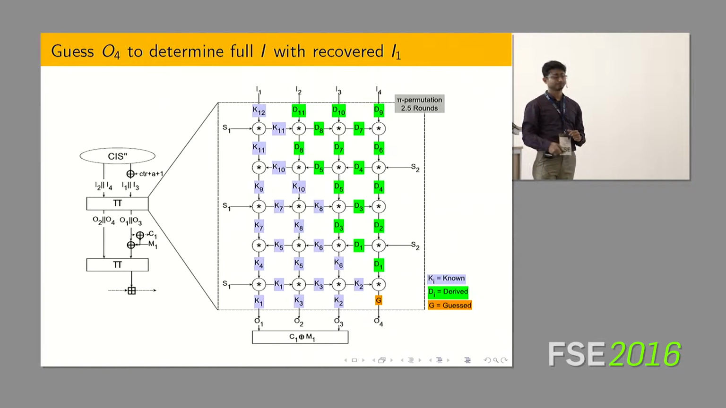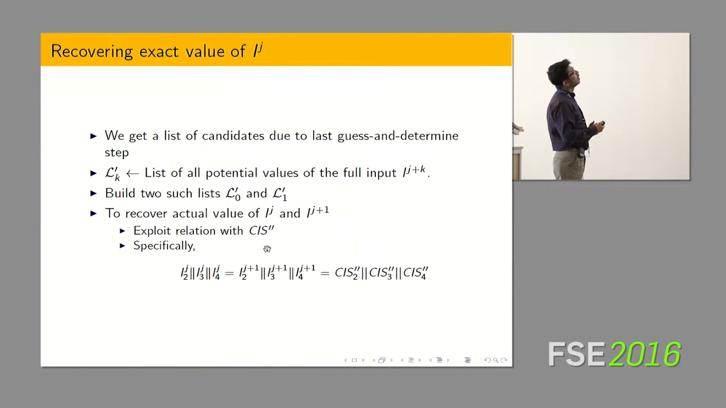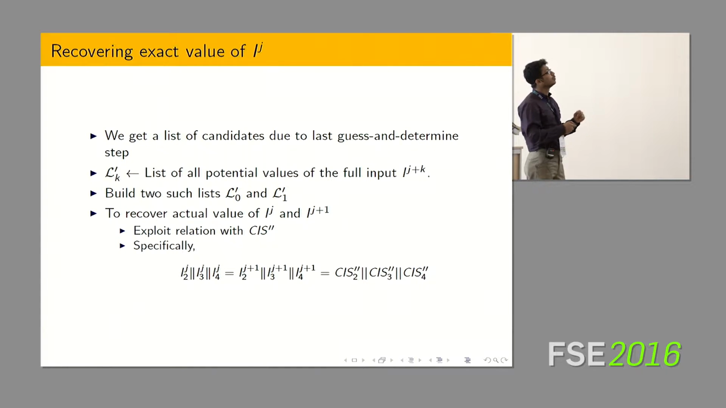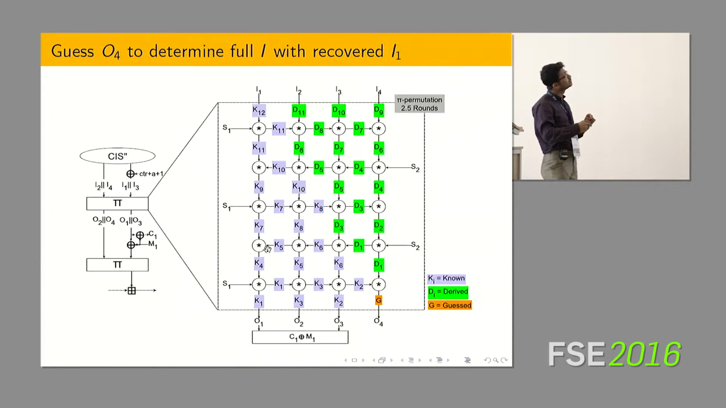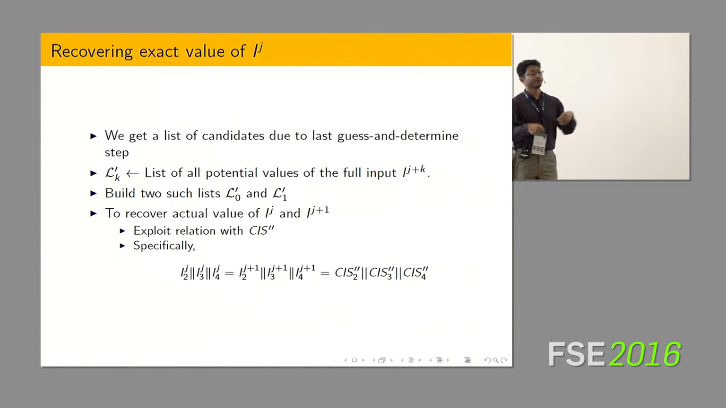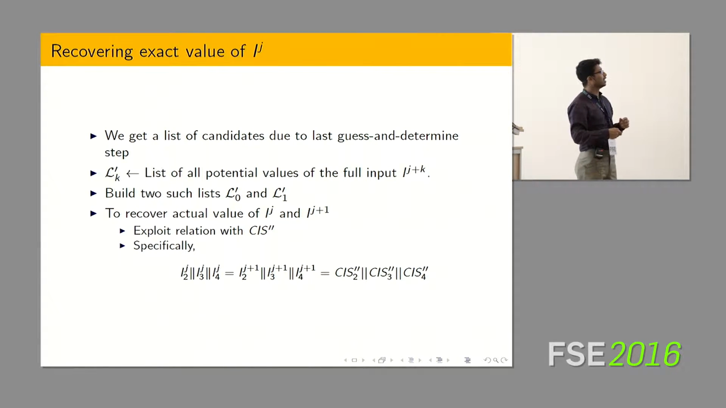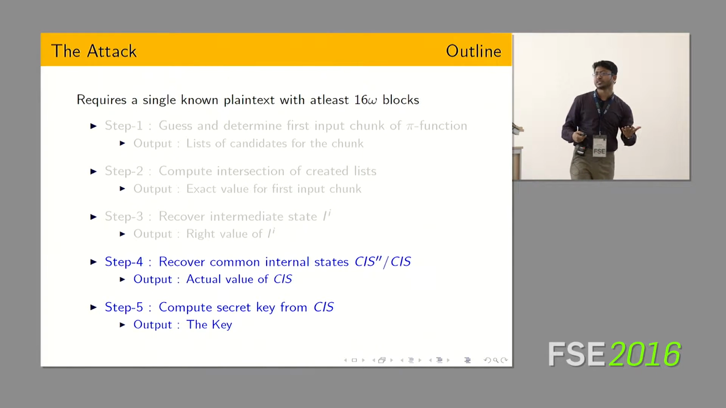We get candidates for the entire input chunk here. Now, what we want to do is recover the value of the entire input. We'll repeat this process for 2 inputs and exploit the property that we showed, that 3/4 of the inputs are actually equal. So if we repeat this process, we build 2 lists which have these values, based on this guess. These 2 lists we can intersect based on this particular property, and based on this, we'll actually recover the full value of the input of pi. Once this is done, the rest of the process easily follows.